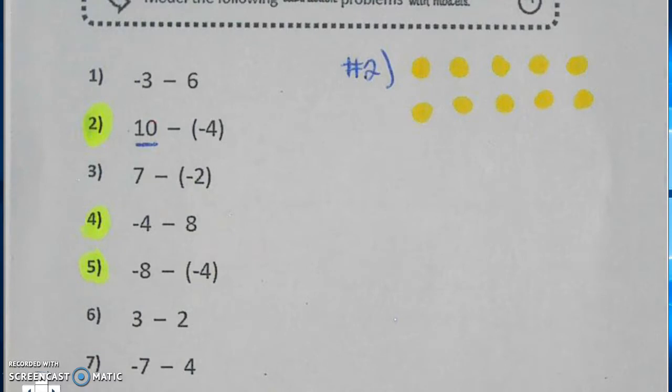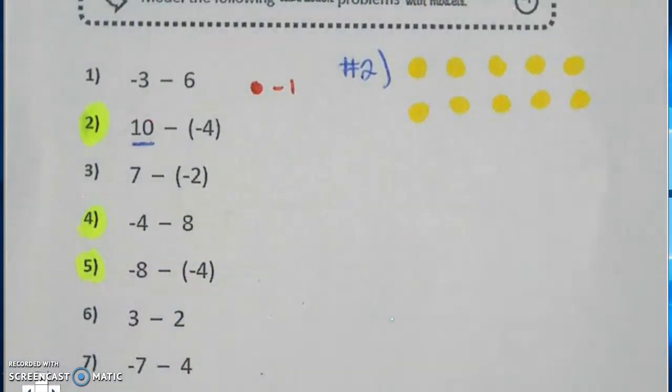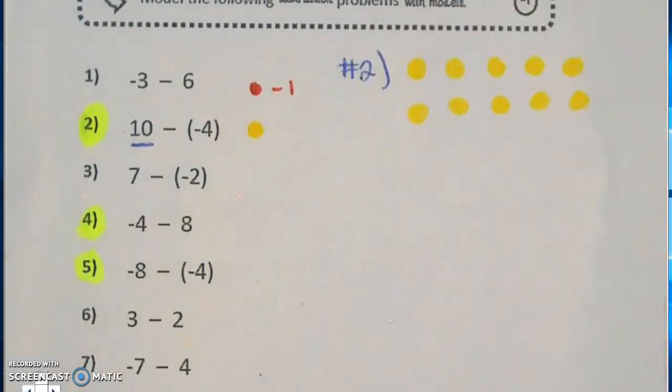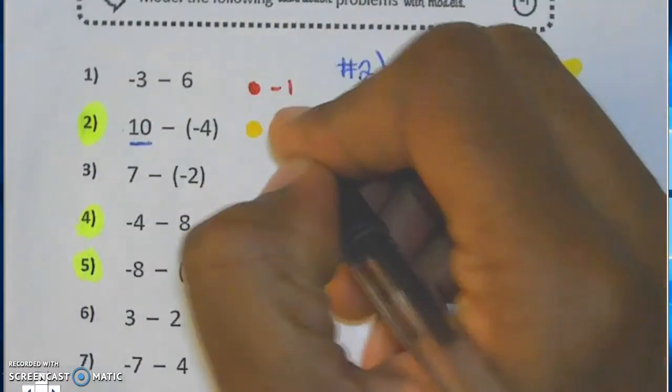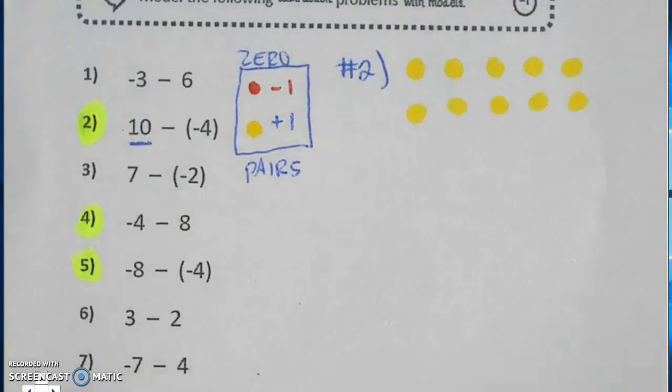I can create 0 pairs. A 0 pair is a combination of a red and a yellow. Red is negative 1, and a yellow is a positive 1. Together, these create a 0 pair. If I add 0 pairs, they do not affect my problem. So I can add as many 0 pairs as I need to get the reds, and then I can break the 0 pairs up to get the reds I need, and the yellows will be left. So let's see how that works.